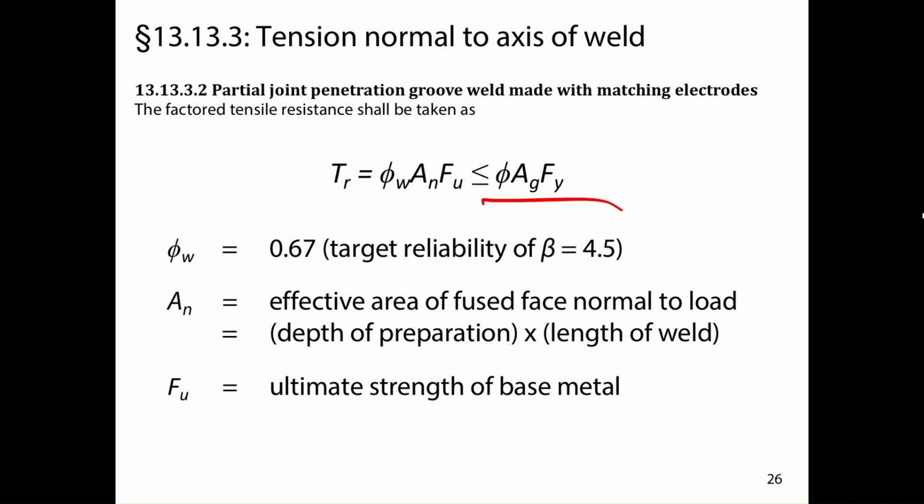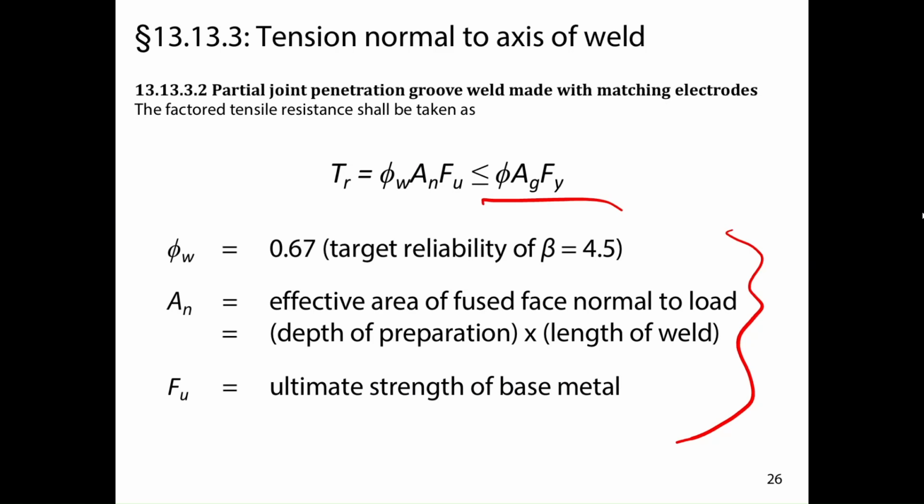Dealing with partial joint penetration welds, we're not dealing with the strength of the weld metal itself in this case, even if we have matching electrodes. What we're dealing with is the strength of the base metal itself. As long as we're using matching electrodes, which means a little bit more than the strength of the steel, we don't need to check the strength of the weld material. We just need to check the base metal that we're actually connecting together. Are there any questions about what goes into this equation? Let's see how it's applied in an example.